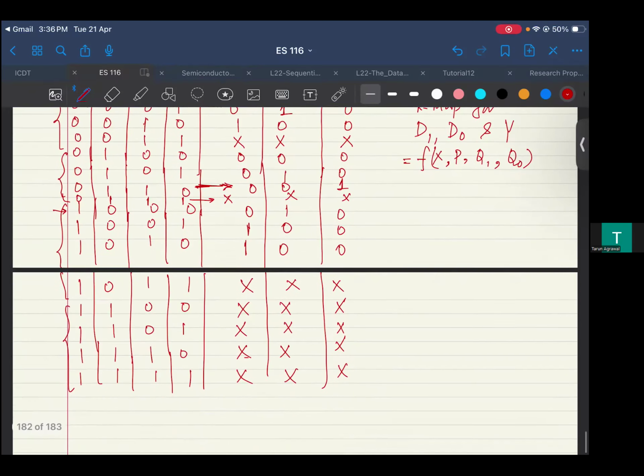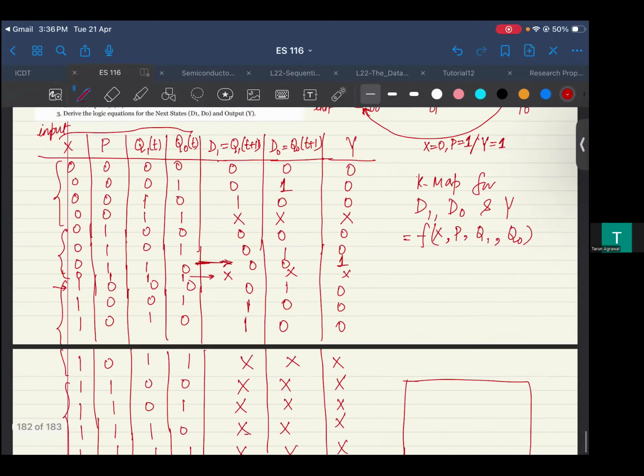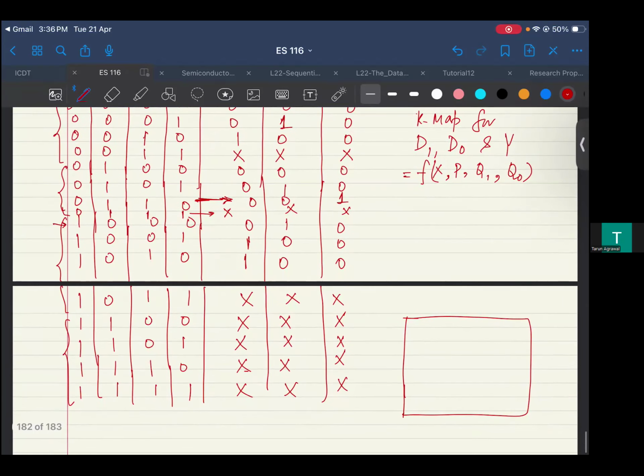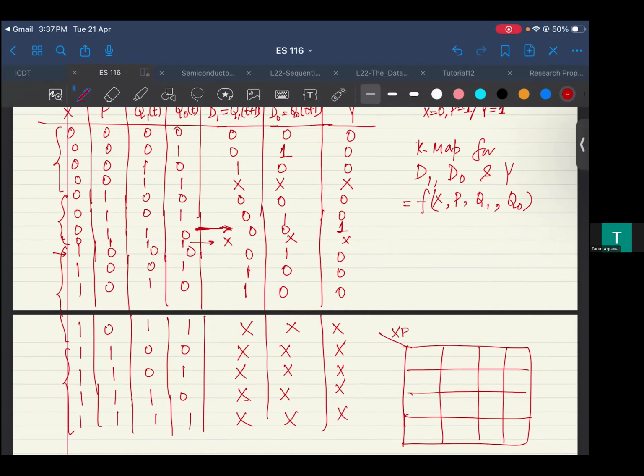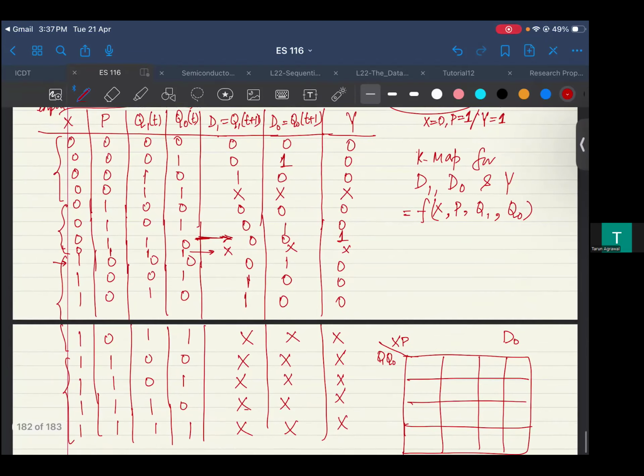Okay, so then we can make these Karnaugh maps. That's what we were talking about, right? So if you see, D1, D0, and Y, three Karnaugh maps you have to make. Let's say X and P, so you can put XP here and Q1, Q0 here, and this you are making for D0. So let's see which minterms we have to put for D0.